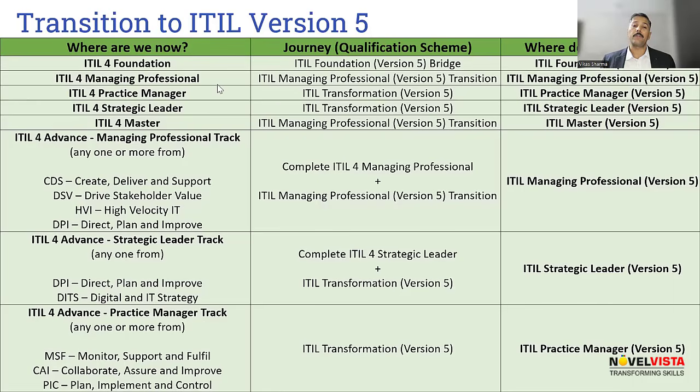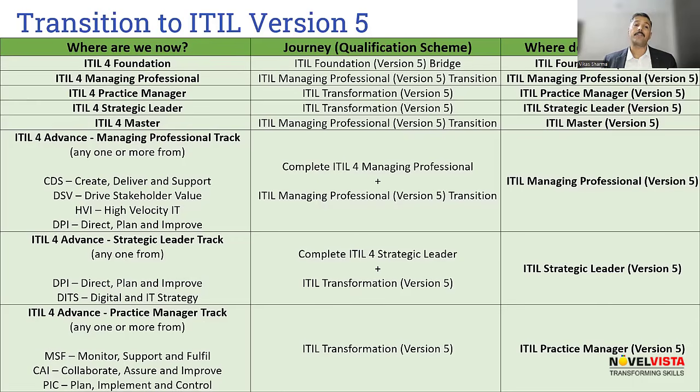Now, this is for the people who are already certified on those existing certifications. Imagine if you haven't completed that particular track, then how do you transition? For example, if we consider the managing professional track, in that you have to complete 4 certifications: CDS, DSV, HVIT, and DPI. So if you have done only one of them or more, but you haven't completed all 4, because if you complete all 4, you will be certified as ITIL 4 managing professional.